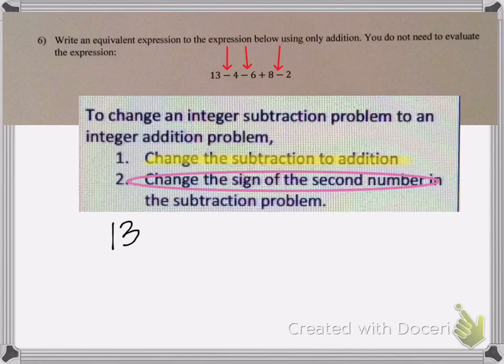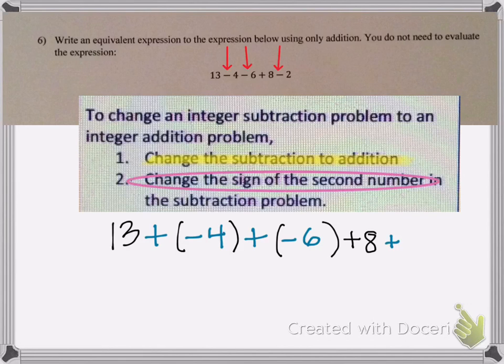We have 13, and that first subtraction sign is going to turn to addition. But the 4 we were subtracting, we need to change it to its opposite, which is a -4. The second subtraction sign will also change to addition, and then we have to take the opposite of the 6, which is -6. The +8 stays the same, and that last subtraction sign we turn to addition, and then we turn the 2 into a -2.